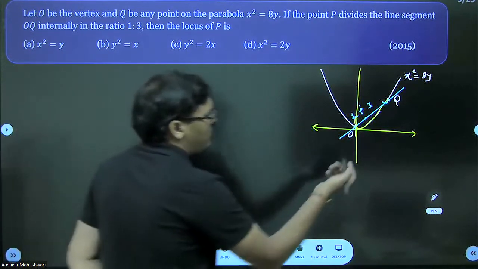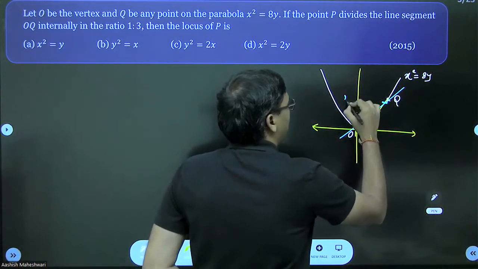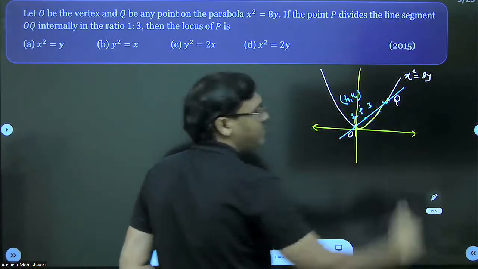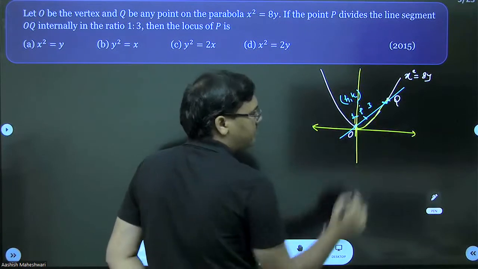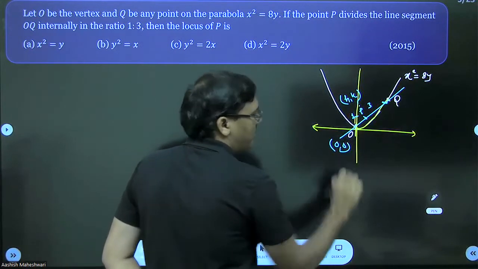So it's again a very easy question. You can see this is the point H comma K. We have to find the locus of point P. So I have assumed this is H comma K. This point is 0, 0, the vertex.